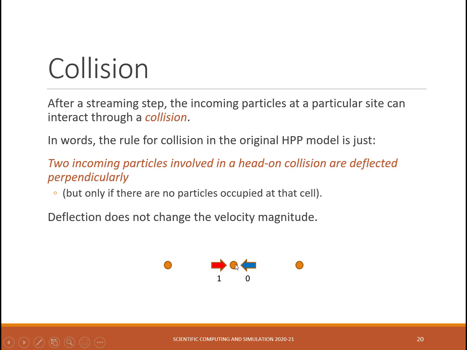This way, collision rules prevent two or more particles from occupying one single cell. In addition, I want to highlight that the collision rules only change the direction of particles, while the velocity magnitude remains unchanged.